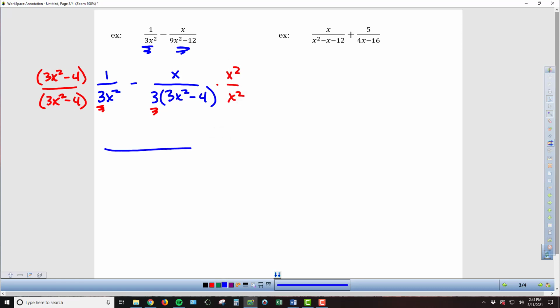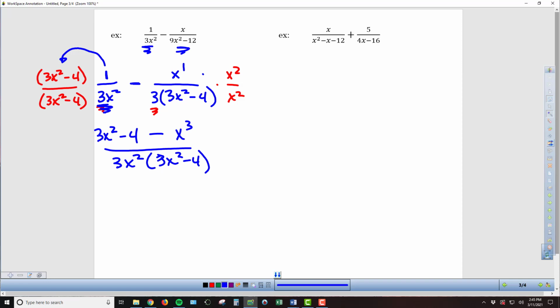So our overall denominator is going to include the 3x squared that we see here, and then the 3x to the fourth minus 4 as part of it as well. So that's our complete common denominator. And so now in the numerator, we have just 1 times this. Well, 1 times anything is just itself. So we just end up with 3x squared minus 4. And then for the second part, it's a subtraction question, so it's going to be minus, and then x times x to the second. x to the first times x to the second gives us x to the third.